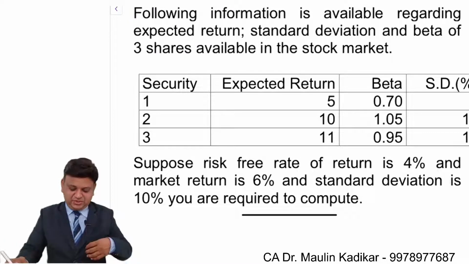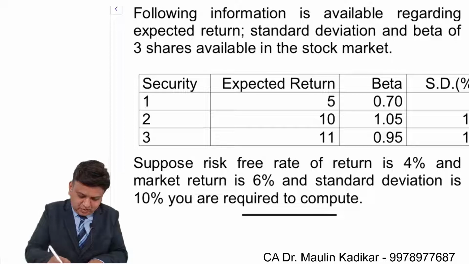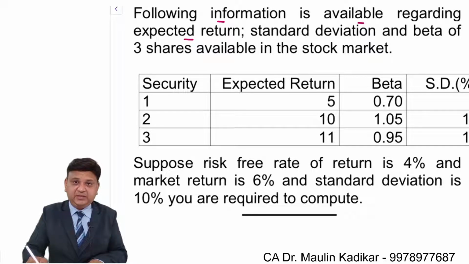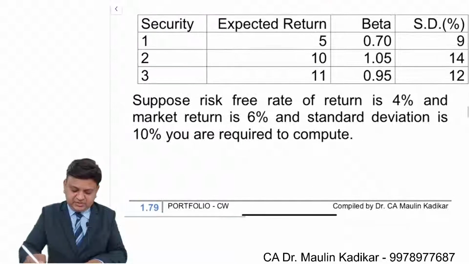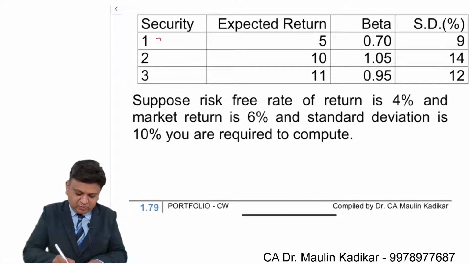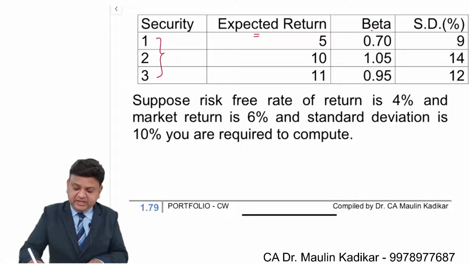Let us see the next question. The following information is available regarding expected return, standard deviation, and beta of three shares available in the stock market. So there are three securities for which the information is given to us. Returns have been given to us, beta is given to us, and standard deviation information is given to us.